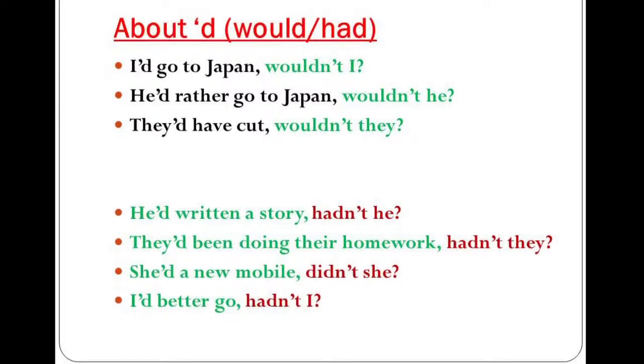Similarly, they had written a story. With verb 3, it becomes had now. That is why the tag is hadn't they. They had been doing their homework, hadn't they? With been also, it becomes had. She had a new mobile. Now here had is used as the main verb, a past kind of main verb. That is why didn't she. One more: I had better go, hadn't I? There are some more rules in our next slide.